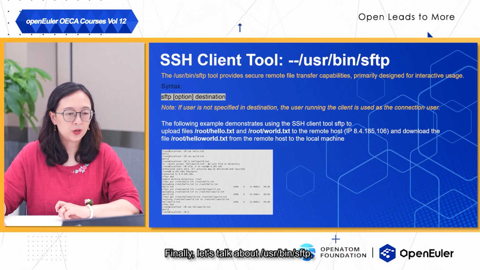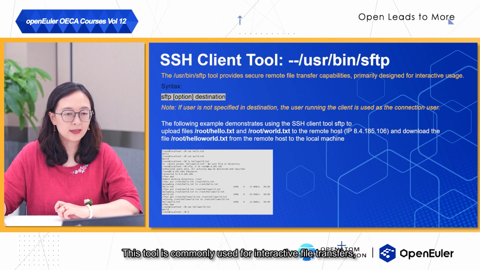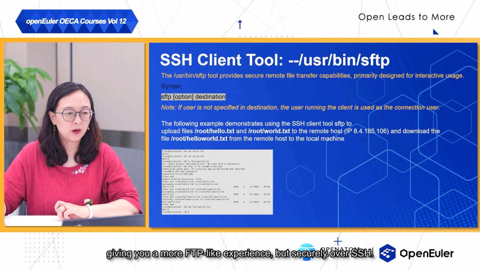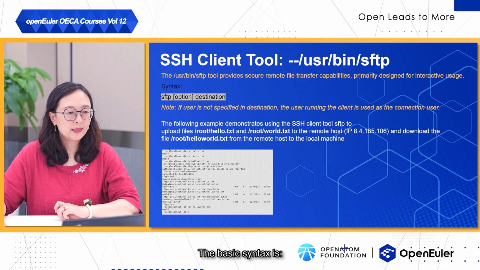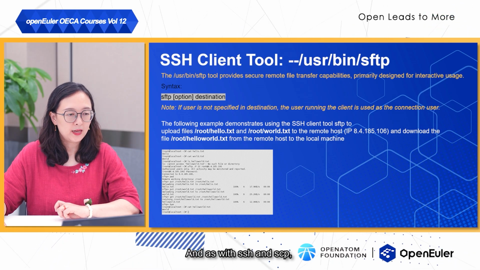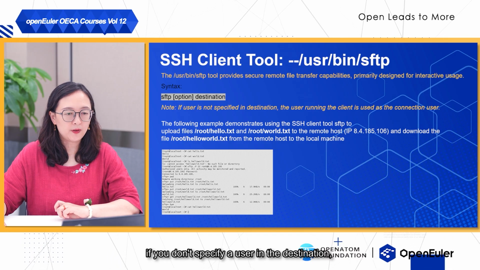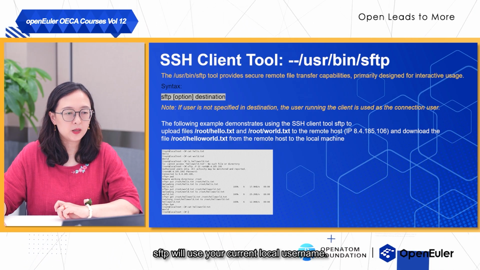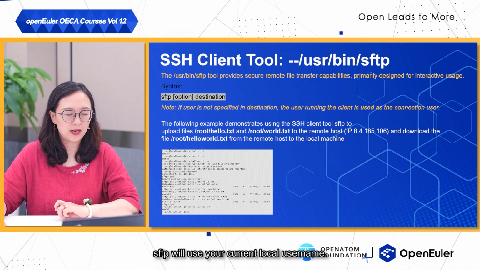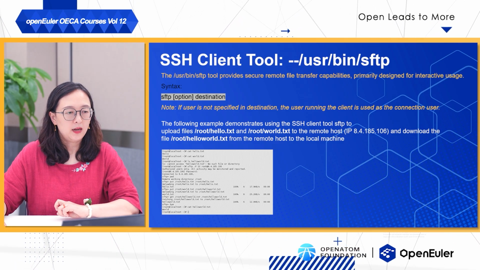Finally, let's talk about /usr/bin/sftp, which is the secure file transfer program. This tool is commonly used for interactive file transfers, giving you a more FTP-like experience, but securely over SSH. The basic syntax is sftp, option, destination. And as with SSH and SCP, if you don't specify a user in the destination, SFTP will use your current local username. Here are some important parameters for SFTP.